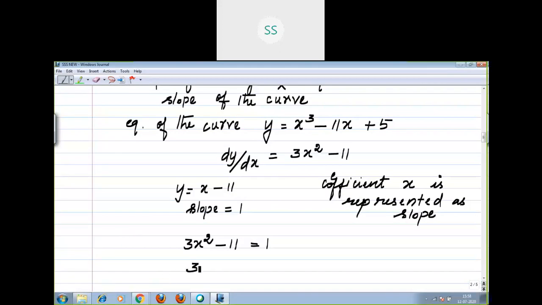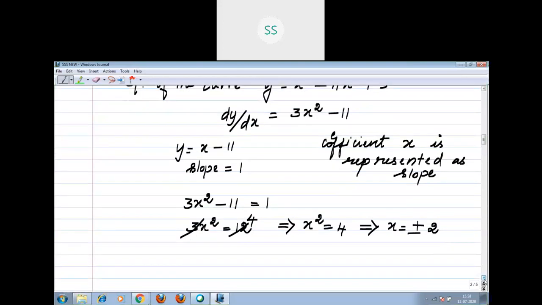Now, 3x square equal to 12, which implies x square equal to 4, which implies x is equal to plus or minus 2. Whenever you are taking square root, you should use plus or minus, right?